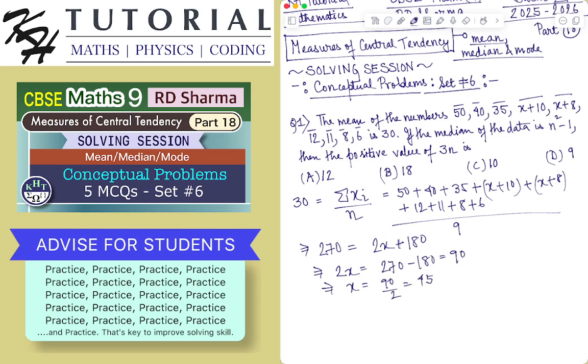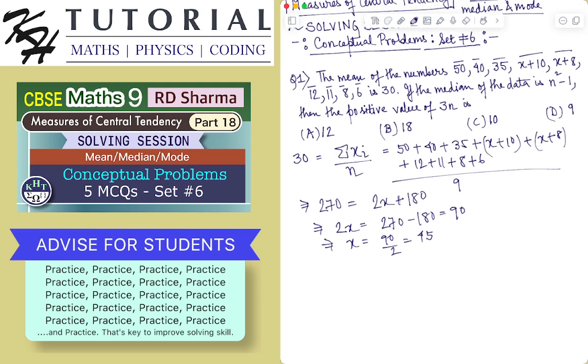Okay, so there were 9 observations. Now we have to find the median. Let's arrange the numbers in ascending order. One thing, please note: to find the median of some raw data, we need to have the data either in ascending or descending order.